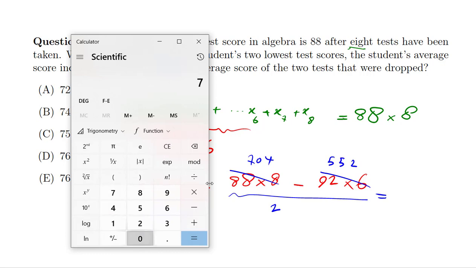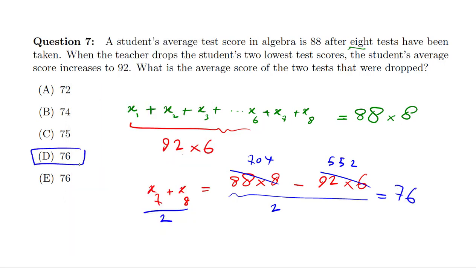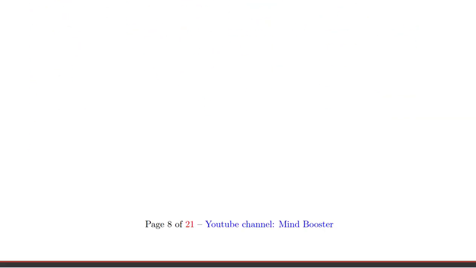704 minus 552, divided by 2, is 76. The answer is D. That was an easy question. Let's move to the next question.